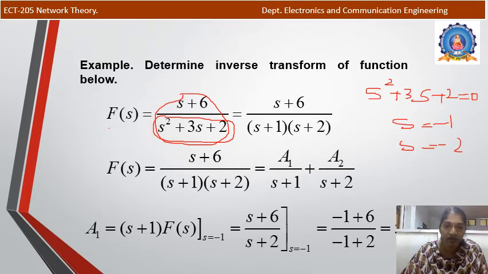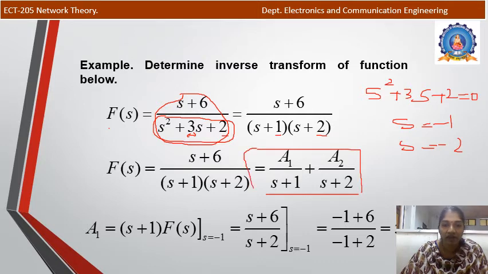For an easy way, we take this 3 as the addition of 1 and 2, and this 2 as the multiplication of 1 and 2. Okay, so that is the simple method to find the factors. So here we get the factors as s plus 1 and s plus 2. So we write the equation as s plus 6 by s plus 1 into s plus 2. And next we do the partial fraction. This method is known as partial fractions.